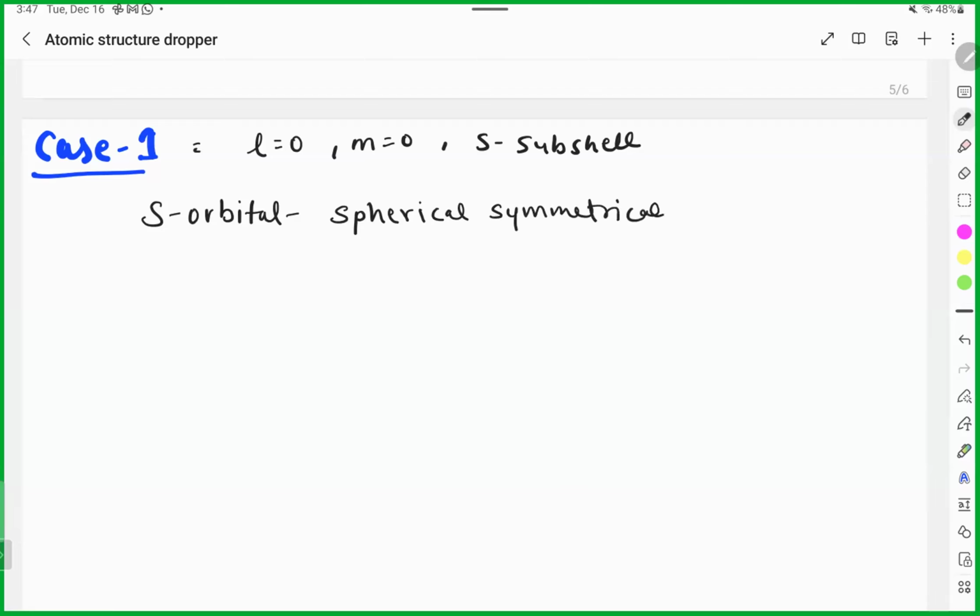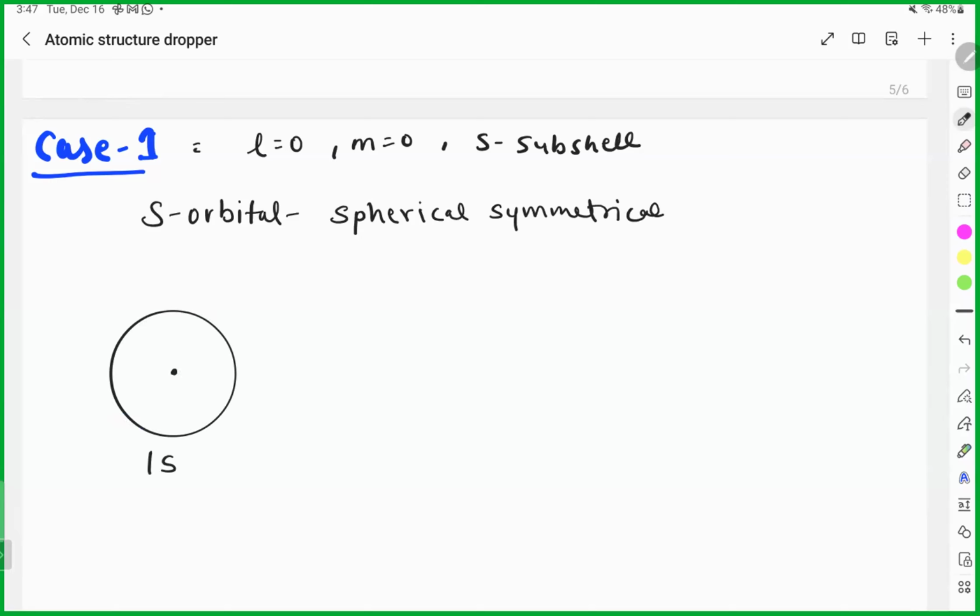Okay. And the probability of finding an electron is the same in all directions. For example, if you take 1s, this is the nucleus, this is 1s. Whether you go to the left side of the dot, right side, up or down, the chance of getting the electron is the same, because it is spherically symmetrical. Makes sense, guys?